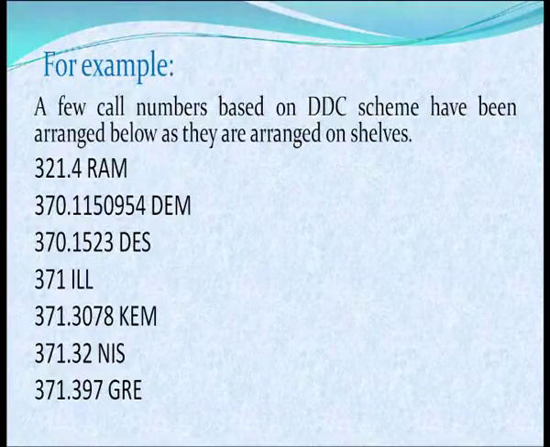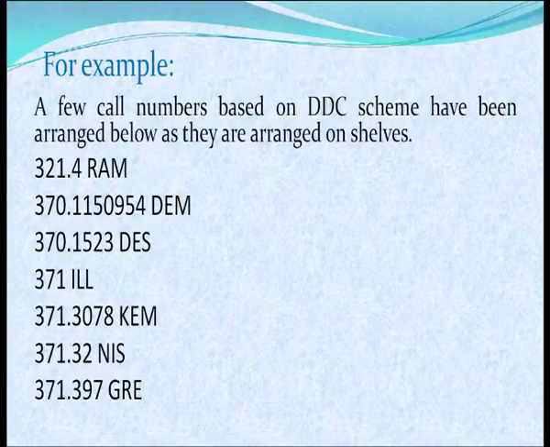Examples for this are taken from the DDC scheme, where we have arranged these numbers on the shelves, like 321.4, which is a class number from political science, and then RAM is the author of the book, so we are using it as a book number. On the whole, it becomes a call number.